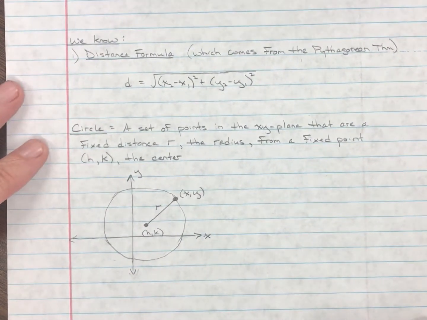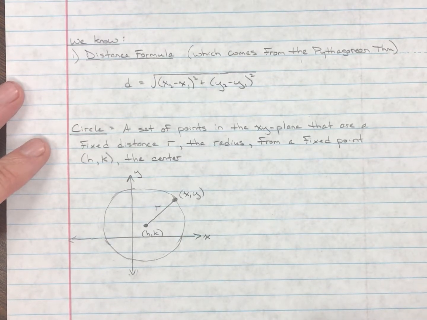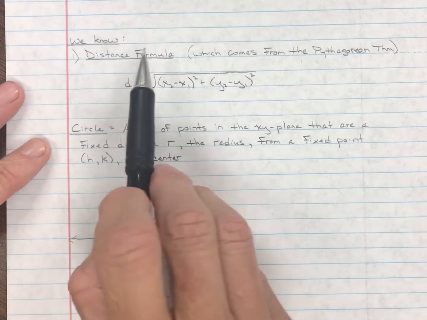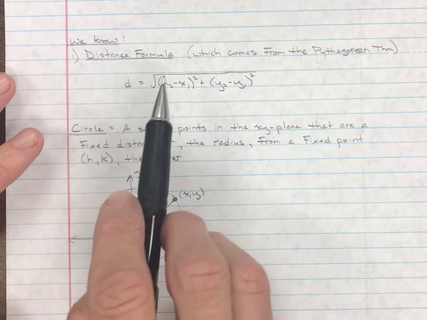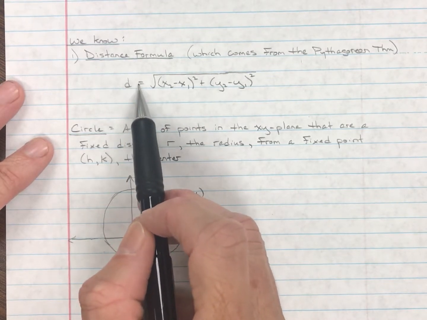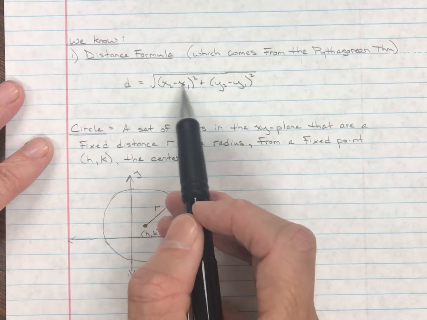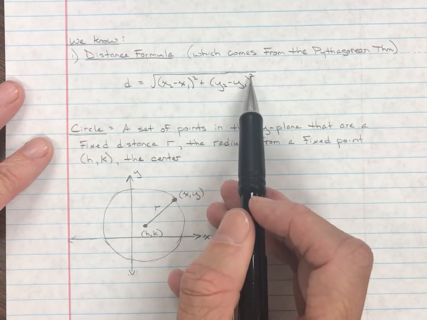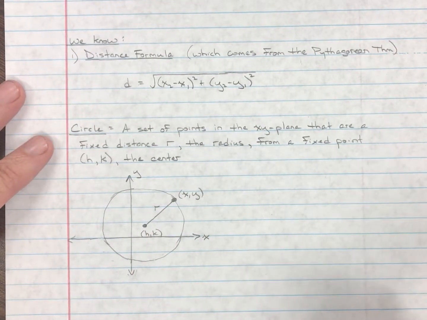Okay, one thing we know previously that will help us with this lesson. We know from a previous video lecture the distance formula, and we know that the distance formula comes from the Pythagorean theorem. The distance formula says that the distance between 2 points is equal to the square root of the change in the x coordinates squared plus the change in the y coordinates squared. So we're going to make use of that here in just a moment.